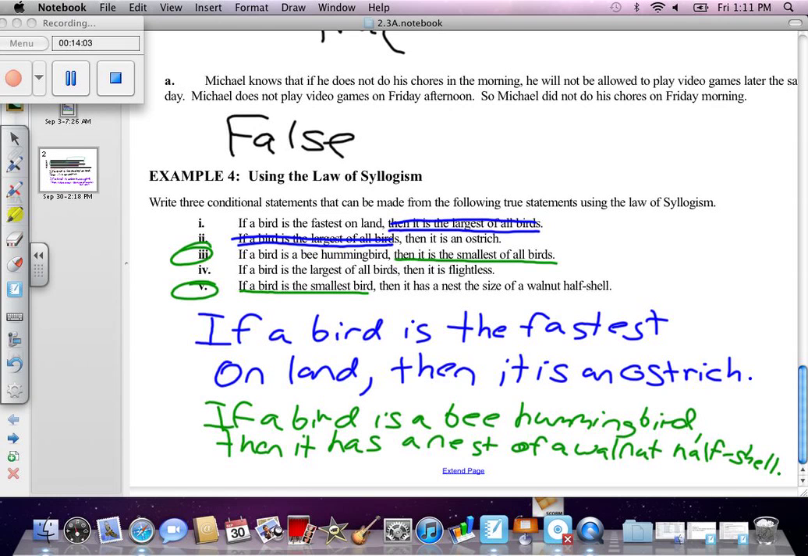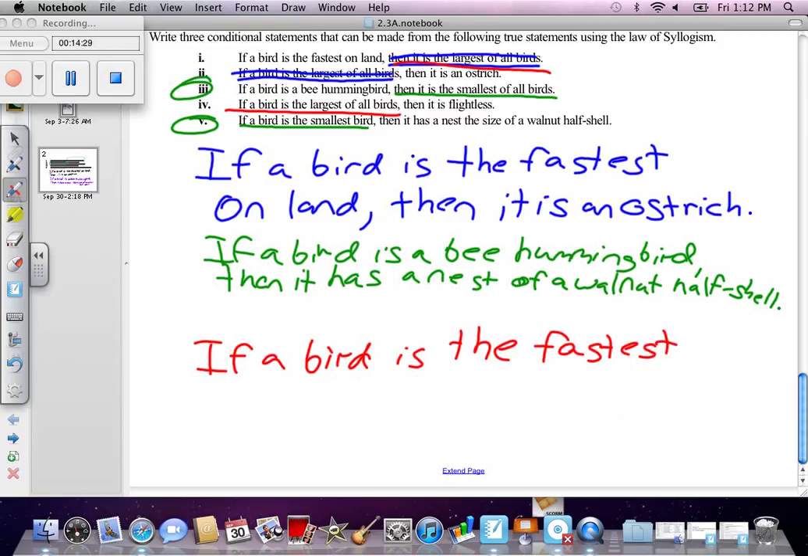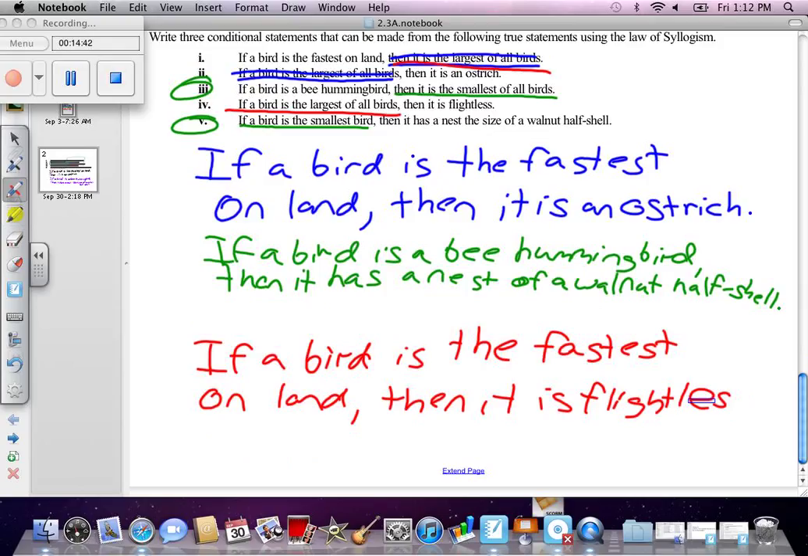Okay? So there's one more statement we can make from that, because we can use number 4. Do you see how we have: if a bird is the largest of all birds, and we have if a bird is the largest of all birds up there? We can make: if a bird is the fastest on land, then it is flightless. All these statements have to be true. Yes.